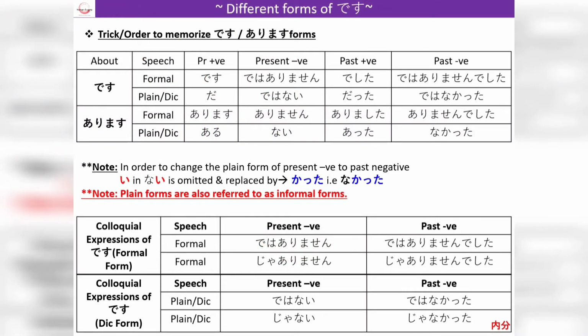Now we are going to learn formal and dictionary form of this in present positive, present negative, past positive and past negative. For that we will learn about the verb arimasu. Arimasu means to exist or to have, and it is only used for non-living things.